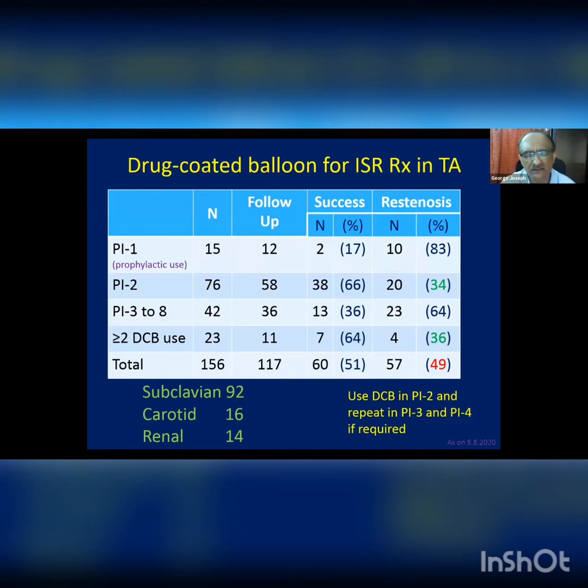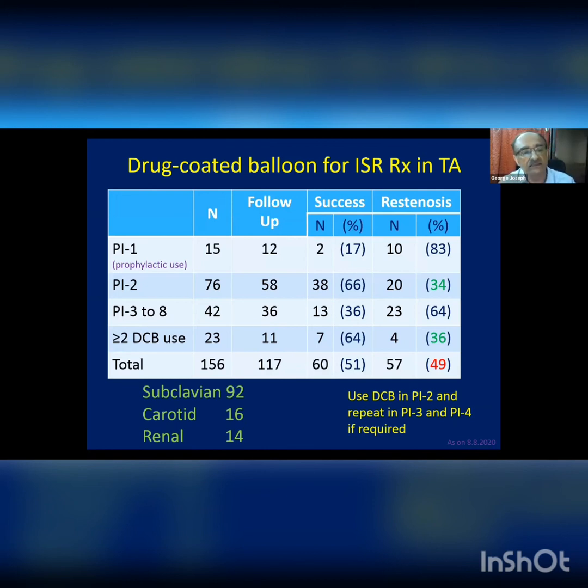And I talked a little bit about drug-coated balloons. We have some data on these now. In Takayasu arteritis, in-stent restenosis is mostly in the subclavian artery, with a few carotids and a few renals. If you use them at PI1, that is percutaneous intervention 1, like a prophylactic use, they don't seem to do too well.